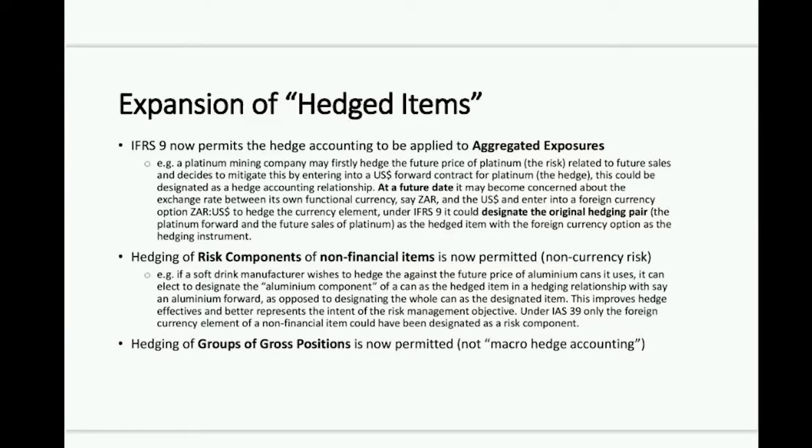As things stand, companies that are using macro hedging under IAS 39 have the option to continue to apply macro hedging using IAS 39, even as they apply IFRS 9 for everything else. Alternatively, they can use the hedging of groups of gross positions, which is not quite 100% equivalent to macro hedging because it can only really be applied to closed portfolios rather than open portfolios. So that's just something for you to be aware of if you are in this space.